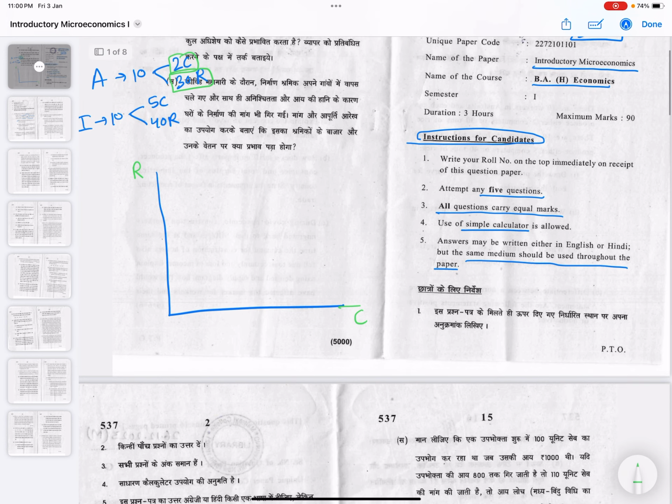So if all the 10 workers are deployed to produce computers only, so the total computers would be 10 into 2, which is 20. So suppose we have 5, 10, 15, 20. So we'll have somewhere here. And if all the 10 workers are deployed to produce rice, we will have 300. So 50, 100, 150, 200, 250, 300. So this would be the production possibility frontier for Australia. The green one is for Australia.